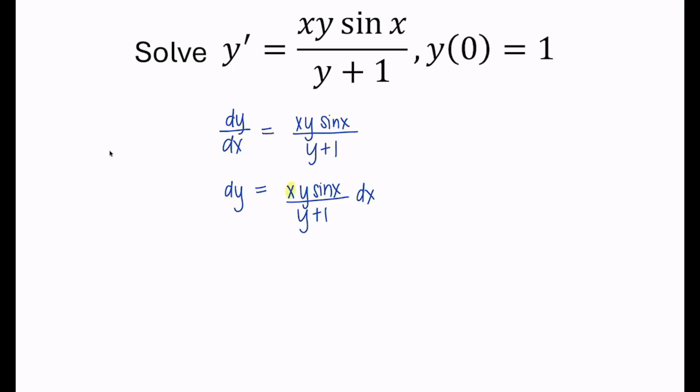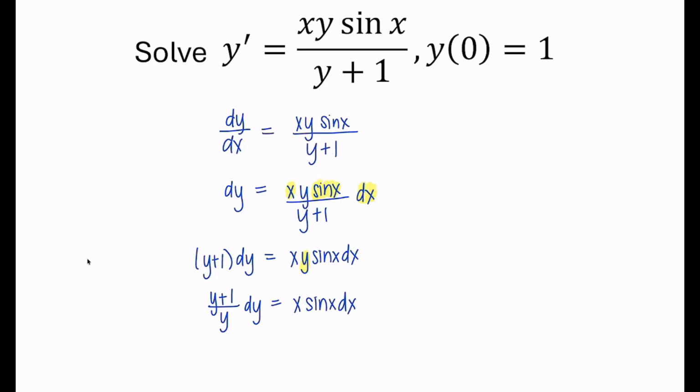So on the right-hand side, we want to keep x times sine x dx, but we want to go ahead and multiply over the y plus 1 to the other side. So we'll do this in 2 steps. So we have y plus 1 times dy equals x y sine x dx. And then the last step here to separate the variables is to divide both sides by y. So we're going to end up with y plus 1 over y dy is equal to x sine x dx.